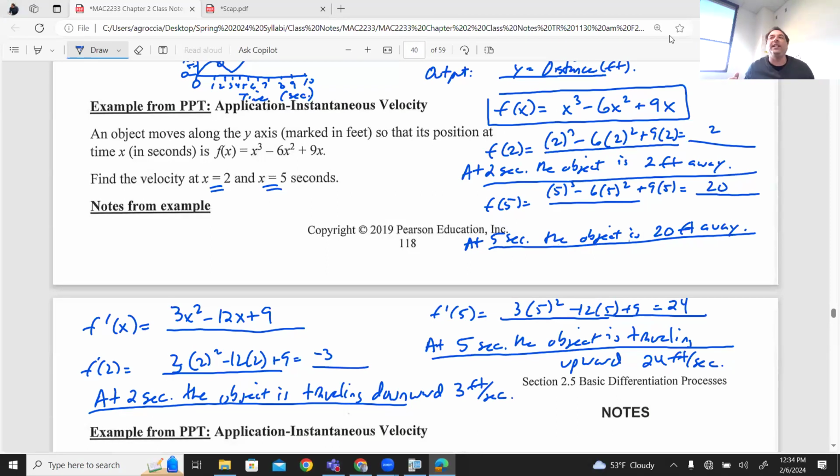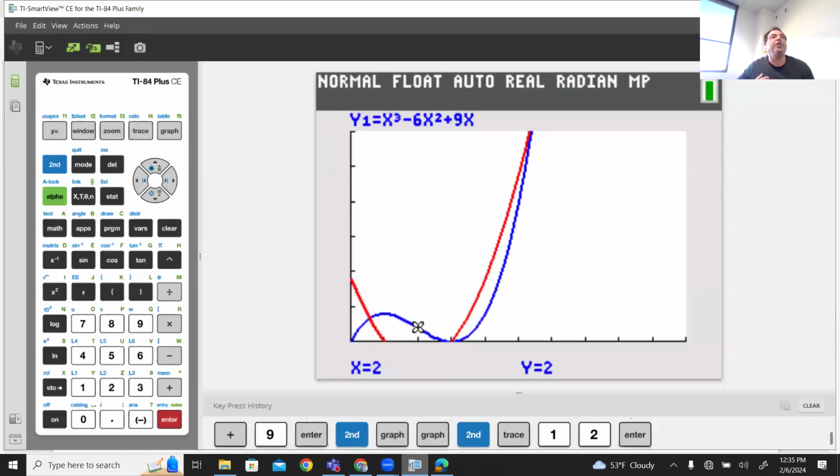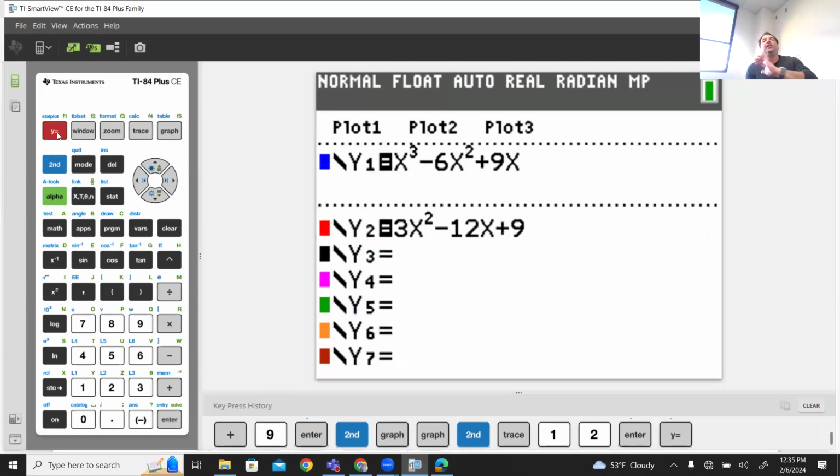We just did everything by hand. We showed our work and all that. Do you think your calculator can do all of this? Yes, it can. And I'm going to show you how. Okay? So this is a nice way to check your work. I want you to go to y equals. To be clear, y1 is the original. Everybody with me? y2 is the derivative. How do I know if that derivative is correct? What if I made a mistake? What if I made an algebra mistake?